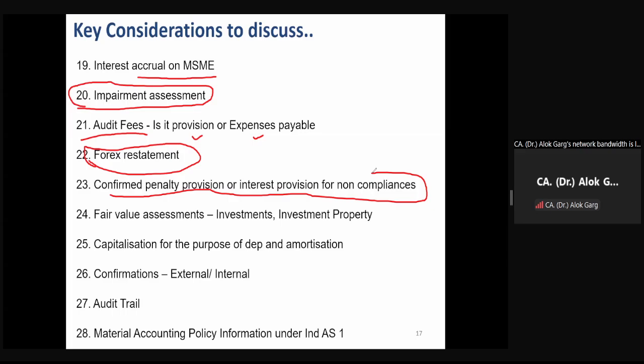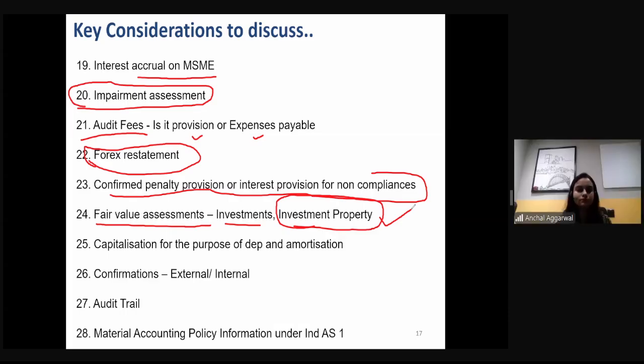Okay. Fair value assessments. The auditor has to be very mindful about this fair value assessment. Like for investment property, as per Ind AS 40, for this investment property, land and building, the revaluation or this fair valuation has to be done by the certified valuer. So the auditor needs to check the valuation report of this valuer. The auditor has to see the outliers. The auditor has to talk to the valuer, and he has to ensure that the work done by the other experts is in line with the requirements.